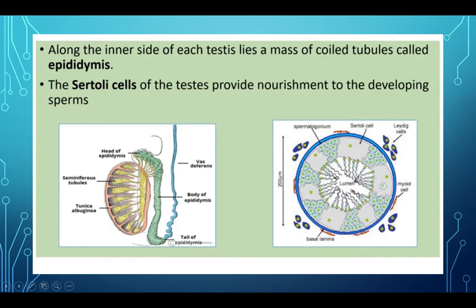Using that energy, what is it doing? The sperms are moving faster, right? So after gaining the nourishment, the sperms are moving with high energy. So this is one very important word. Nourishment to the developing sperms is provided by what? Sertoli cells.